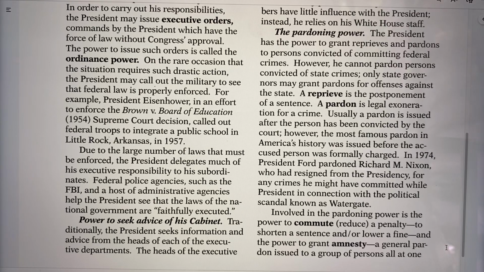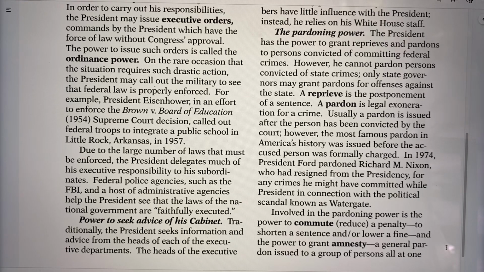So what is a reprieve? A reprieve is a postponement of a sentence. Say that someone was convicted and they were sentenced. It's where the sentence is postponed. And so the president can postpone a sentence. Also, pardon. Pardon is a legal exoneration for a crime after being convicted in court. So basically saying, okay, I pardon you, you're going to be free. You're not going to jail.